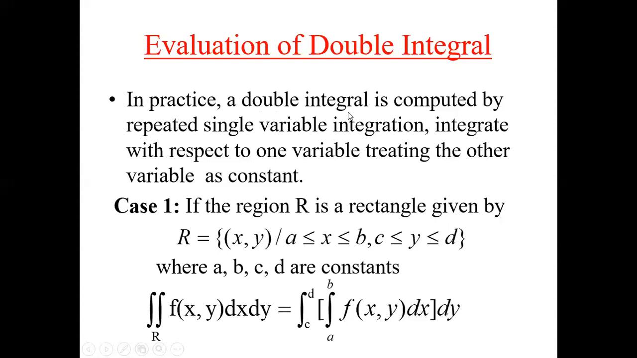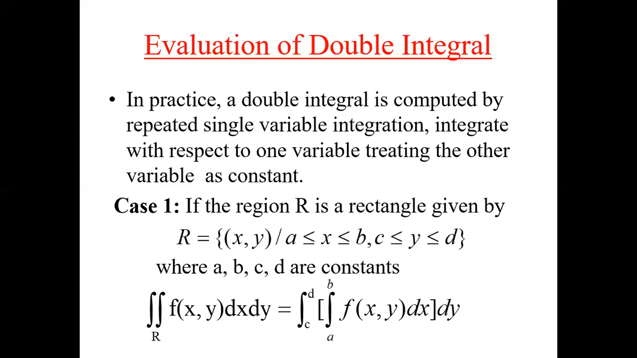In practice, a double integral is computed by repeated single variable integration. Integrate with respect to one variable, treating the other variable as a constant. That means a double integral is evaluated like a single integral with respect to one variable, keeping the other variable constant.